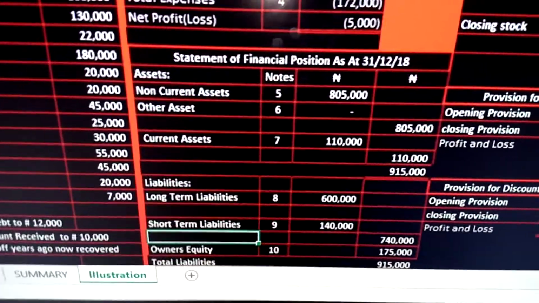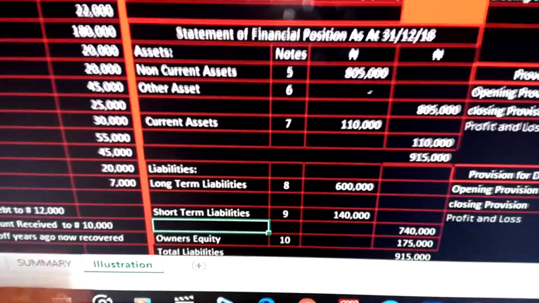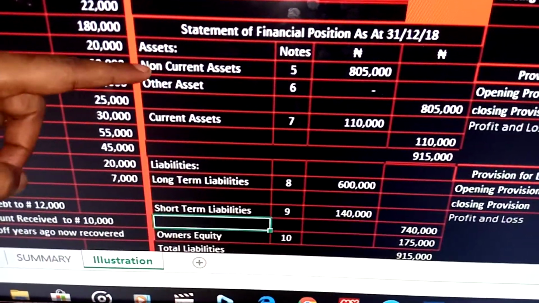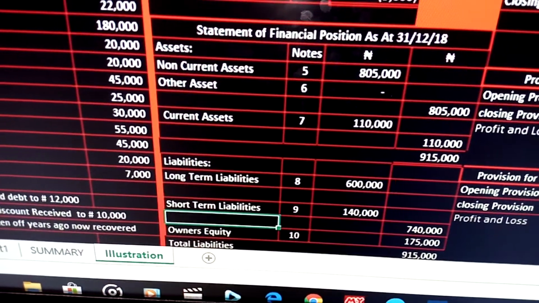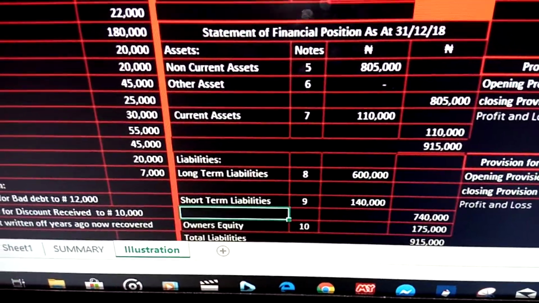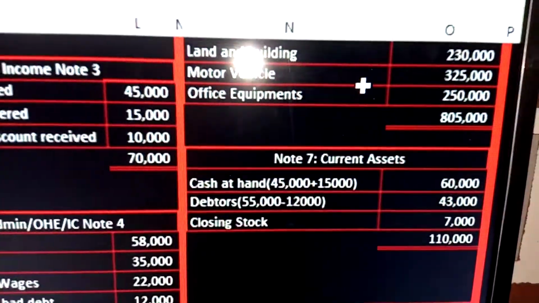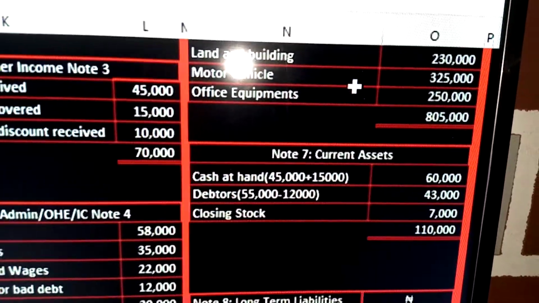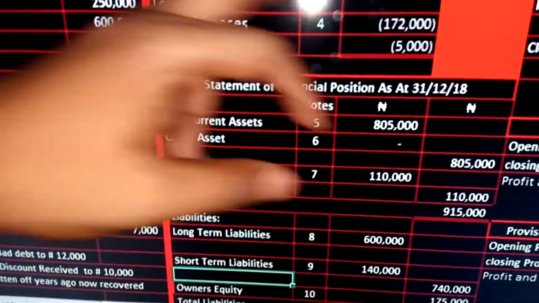So now let's go to the balance sheet, the statement of financial position as at 31st March 2018. You already know how to get all these items. Those are your fixed assets: you have land, motor vehicle, and office equipment. Land 230, motor vehicle 325, office equipment 250. They are all in the question. So pick them up and bring them to the asset side of your balance sheet. You have 805,000.